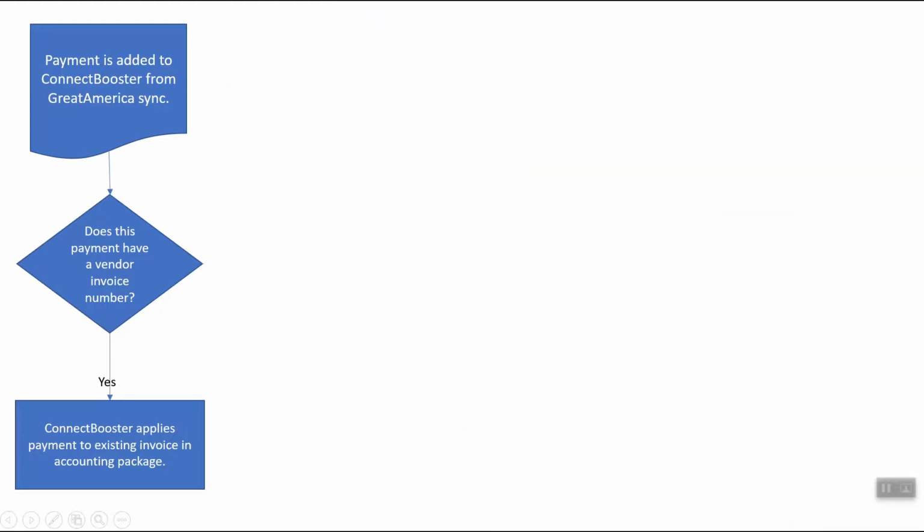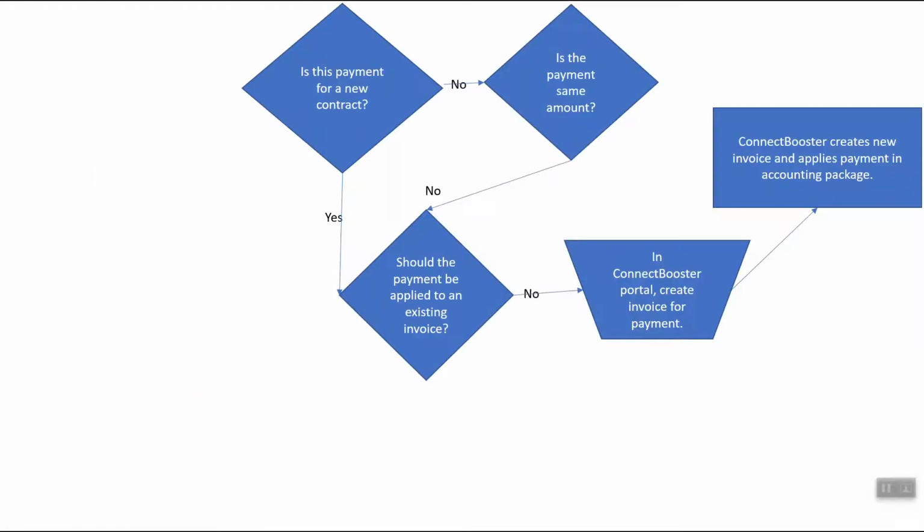If you are using the GreatAmerica ConnectWise integration, you are sharing an invoice number with GreatAmerica in the vendor invoice number field. For payments from GreatAmerica, where the vendor invoice number has a value, ConnectBooster will apply the payment towards that invoice in the accounting software. If there is no vendor invoice number, you can create a new invoice or select an existing invoice.